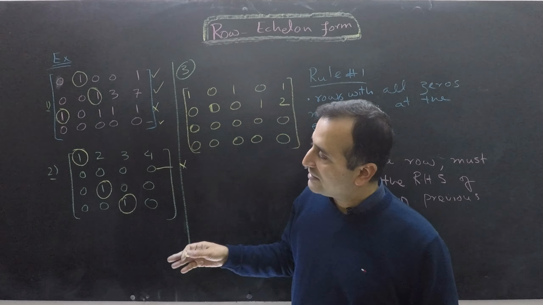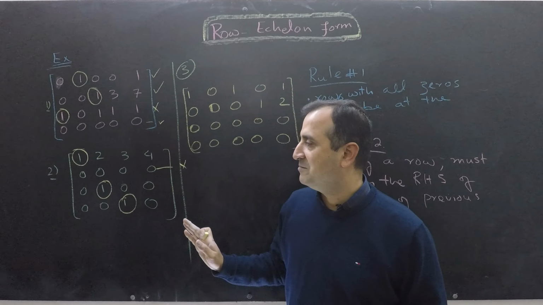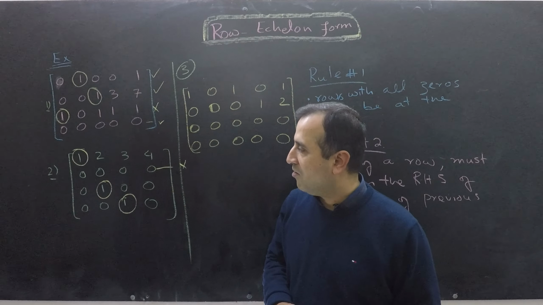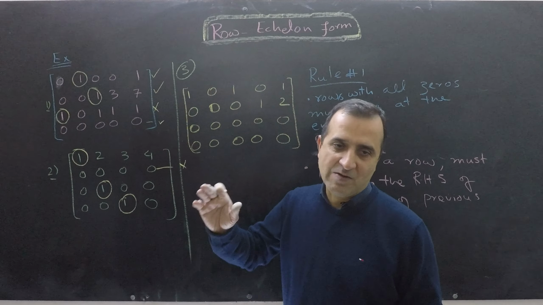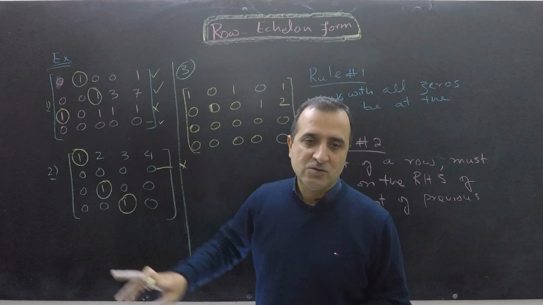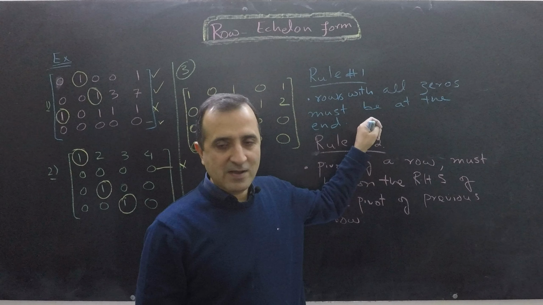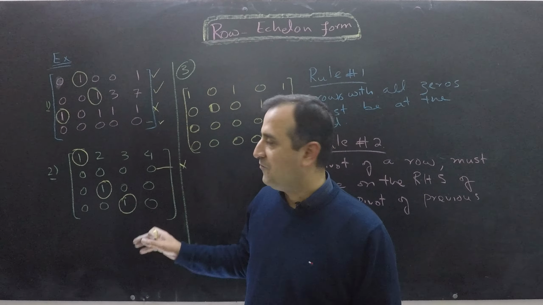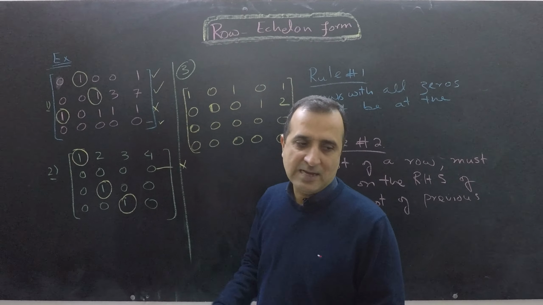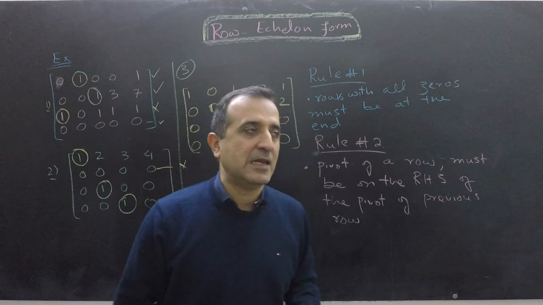But if we ignore this row, otherwise if this matrix is in echelon form, all the pivots must be on the right hand side of the previous pivot. You can say that this one is on the right hand side of this one, and this one is on the right hand side of this one. So we have only violated rule number 1, but rule number 2 is not violated. If this row would have been at the end of this matrix, then we would have a matrix in row echelon form. So now let's see the last matrix.